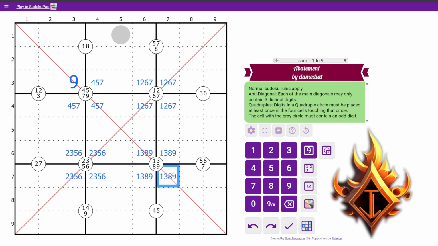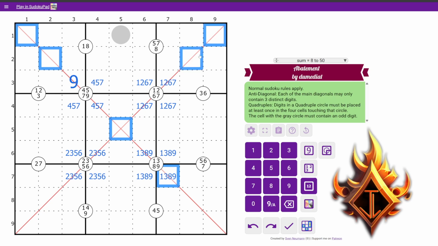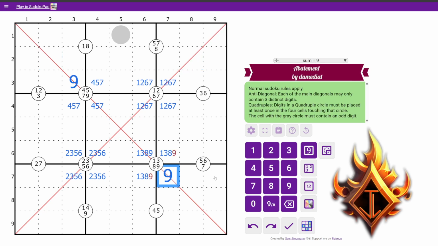And then this cell as well. If it was 1, again it would have to go there. Then it would have to be on both diagonals. And you can see that it would break as well. So it can also not be a digit that is not in this quadrant. So it must also be a 9.